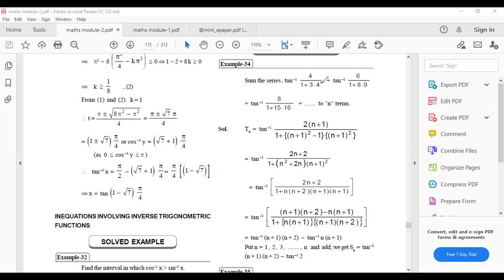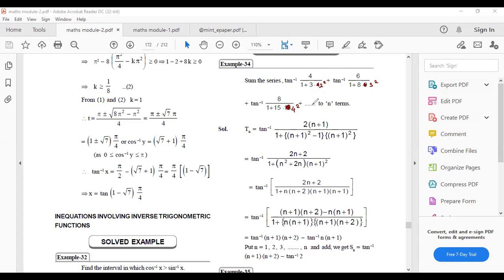One more thing I can notice here is 4, 9, 16, all are perfect squares. Yes or no? So for the time being, let me write 4 as 2 square. Let me write 9 as 3 square. Let me write 16 as 4 square. Is it okay for you people? Now you will start to get the hint.